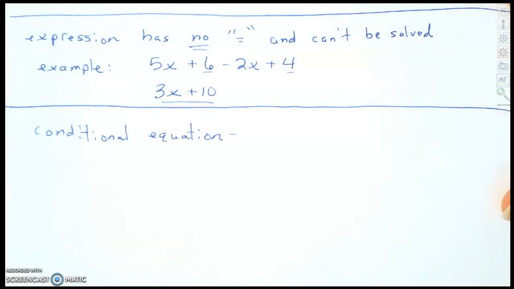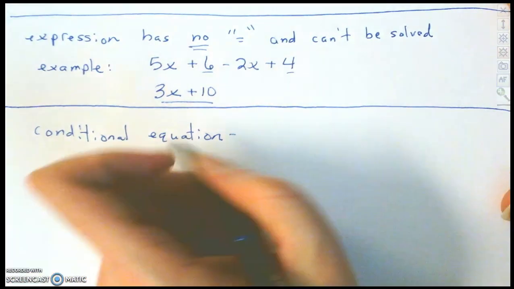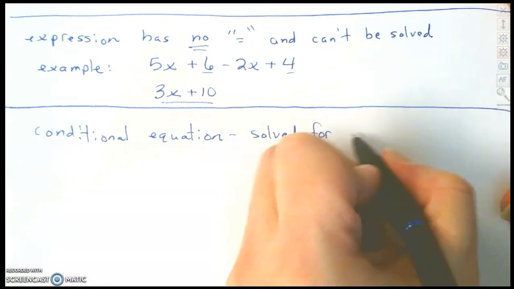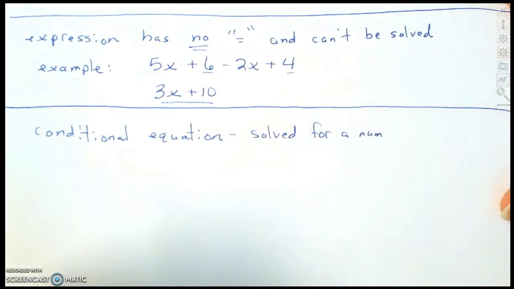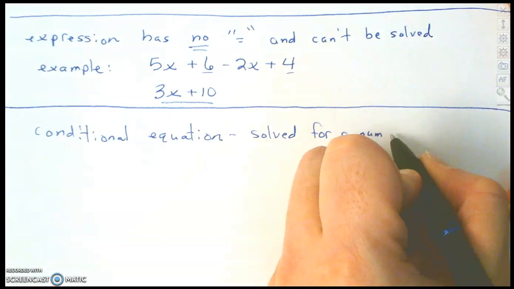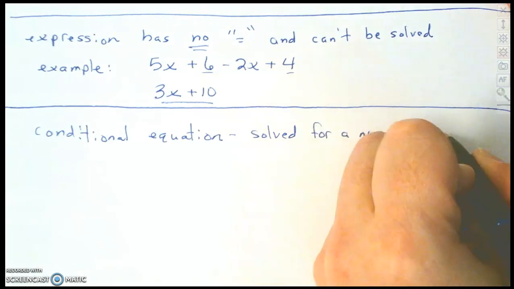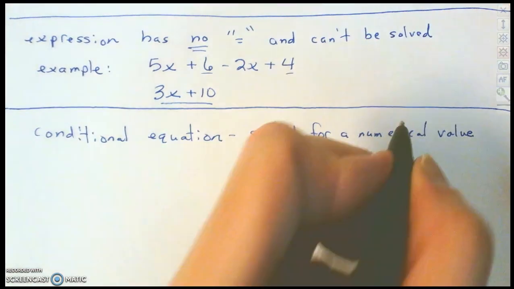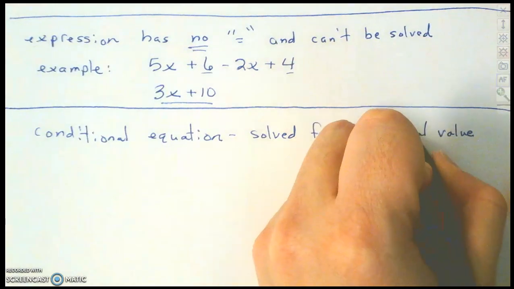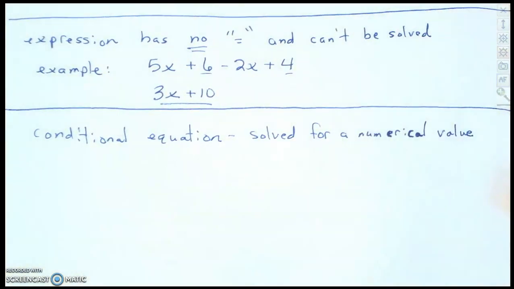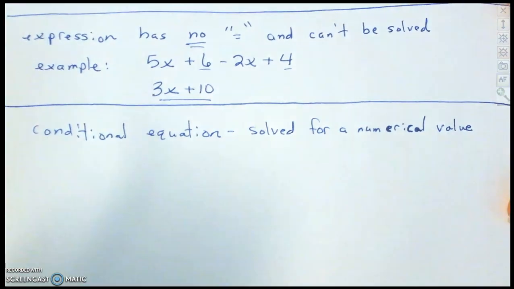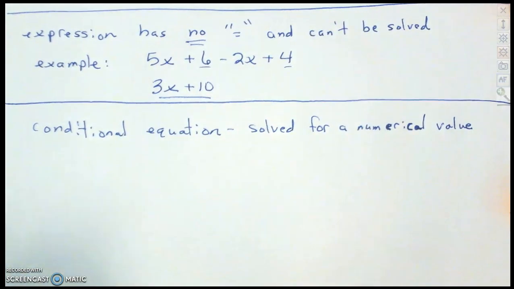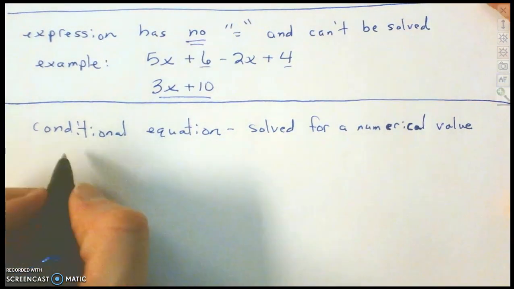And a conditional equation, it can be solved for a number, solved for an answer. And we'll just say solve for a numerical value. And that just means we're able to solve it, and we're able to get something like x equals 5 or 4, something like that. Conditional just means there's a condition that makes it work. So here's an example of a conditional equation.